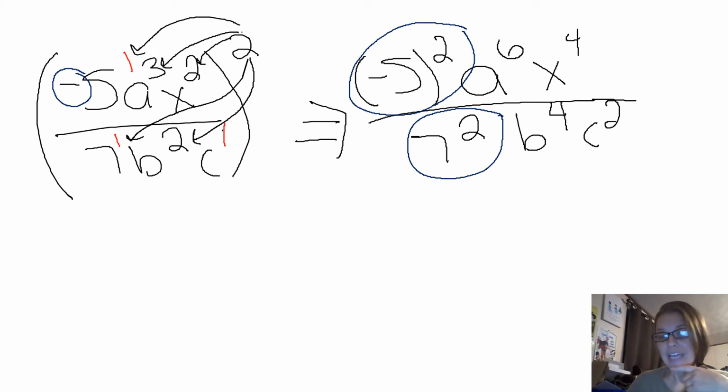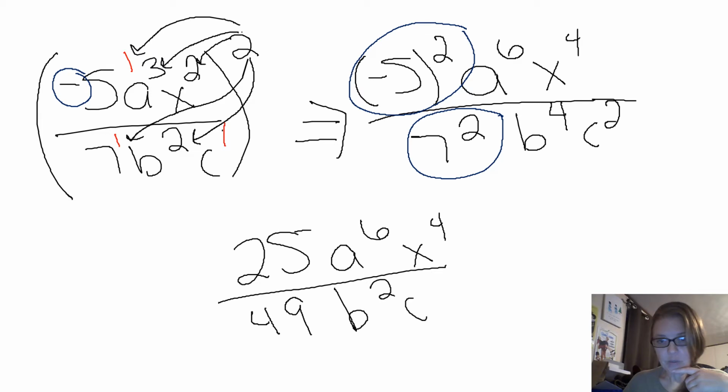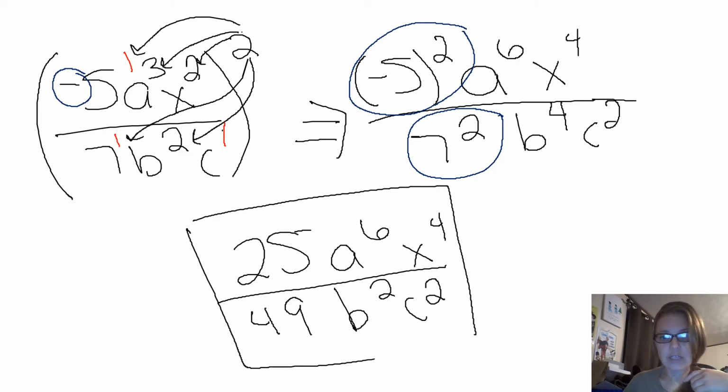All right, -5 squared is 25. A^6 x^4 can't simplify any, so I'm going to leave that. 7 squared is 49. B squared, C squared. This is my answer. And I know how those kind of answers, you just love the way that looks. Not any simpler. But that's how you're going to leave your answer. Okay?